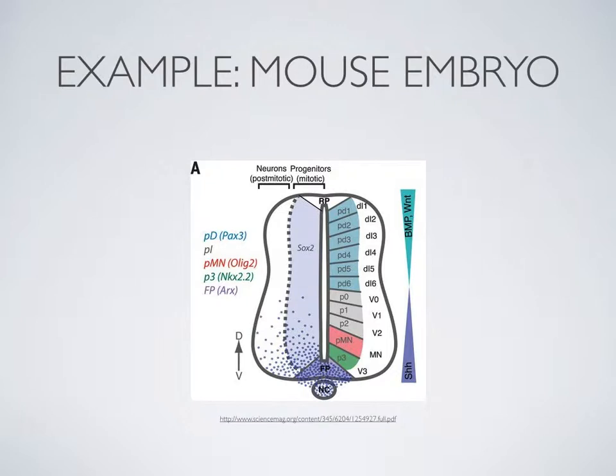One example I came across in the literature was the development of the neural tube in the mouse embryo. The partitioning of the neural tube is very much influenced by chemical gradients. As you can see here, three ligands, Sonic Hedgehog, BMP, and Wnt, all influence the neural tube development.